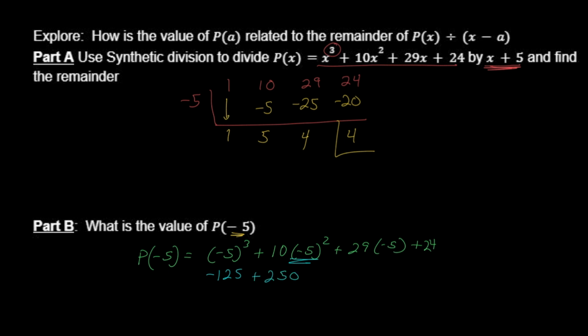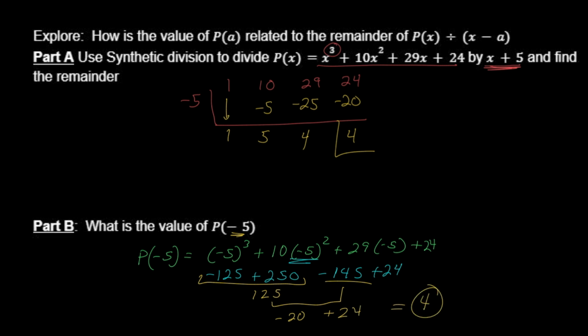We have next negative 5 times 29, which is negative 145, and then plus 24. Continuing to simplify addition and subtraction: negative 125 plus 250 is positive 125. Positive 125 then minus the 145 ends up with negative 20. And then lastly, plus our 24, which overall results to be 4.